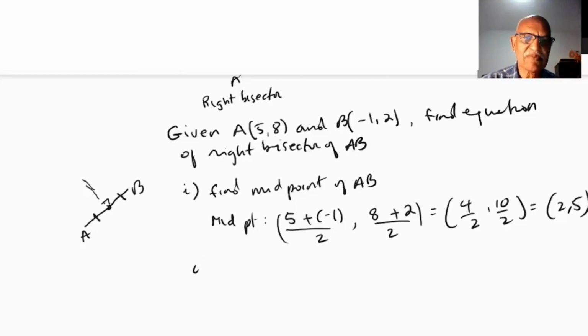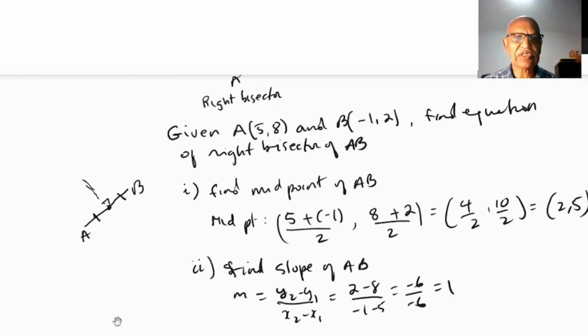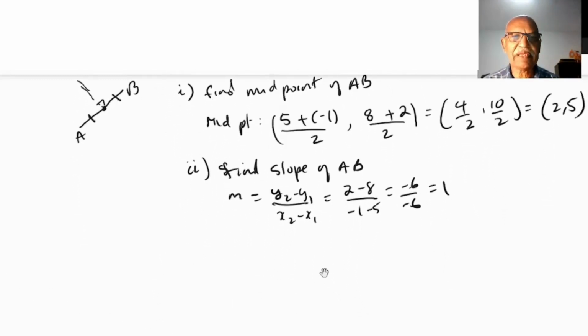So once we find the midpoint, we find the slope. Find slope of AB. Slope, we know that small letter m is y2 minus y1 over x2 minus x1. This is equal to 2 take away 8 over -1 take away 5, which is -6 over -6, which is equal to 1. So this is the slope of AB.